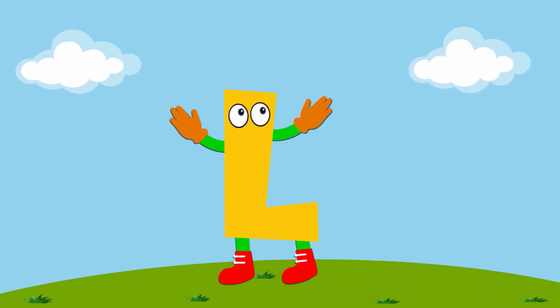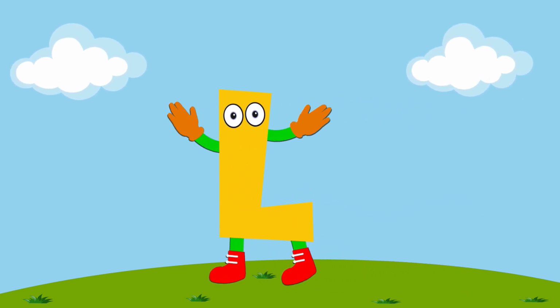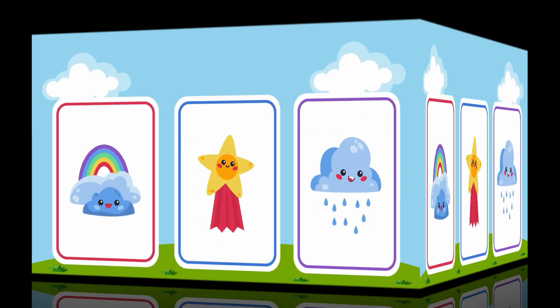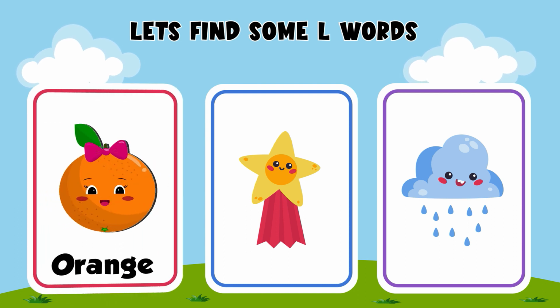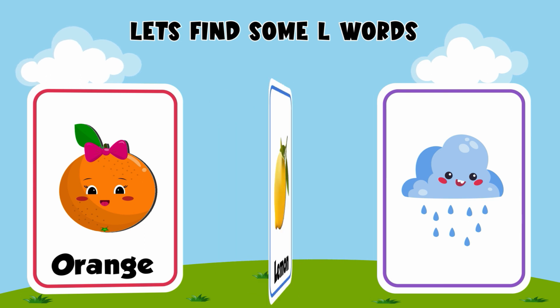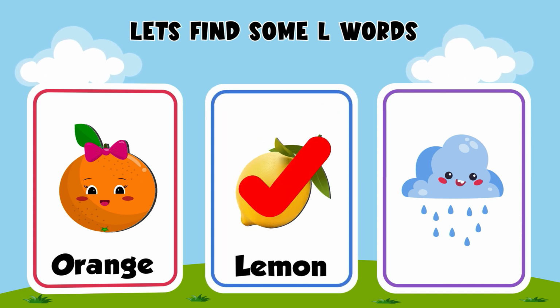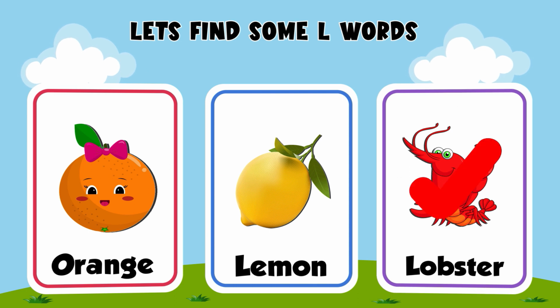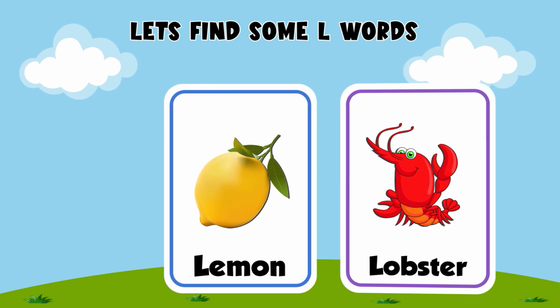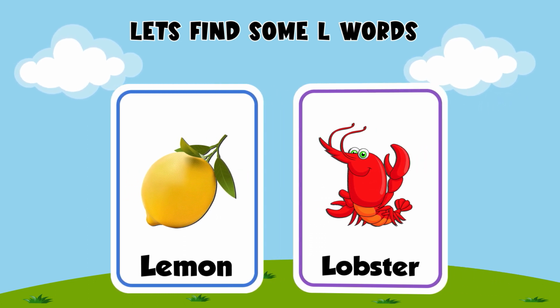This is alphabet L. Let's find some L words. Orange. Lemon. Lobster. Lemon. L, lobster.